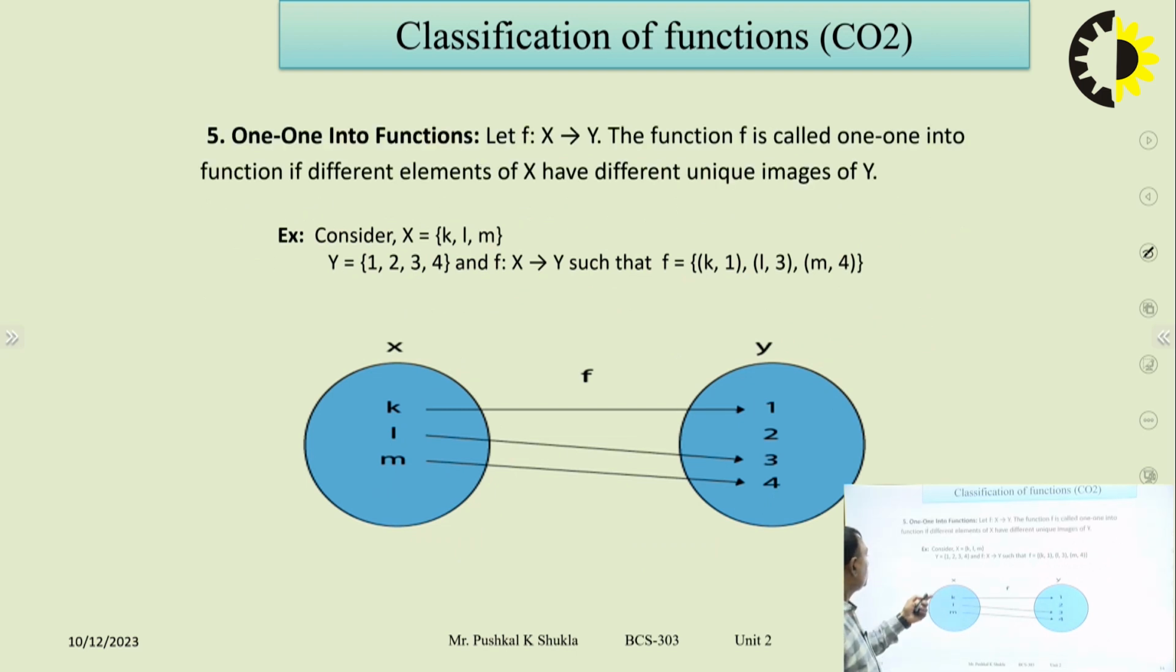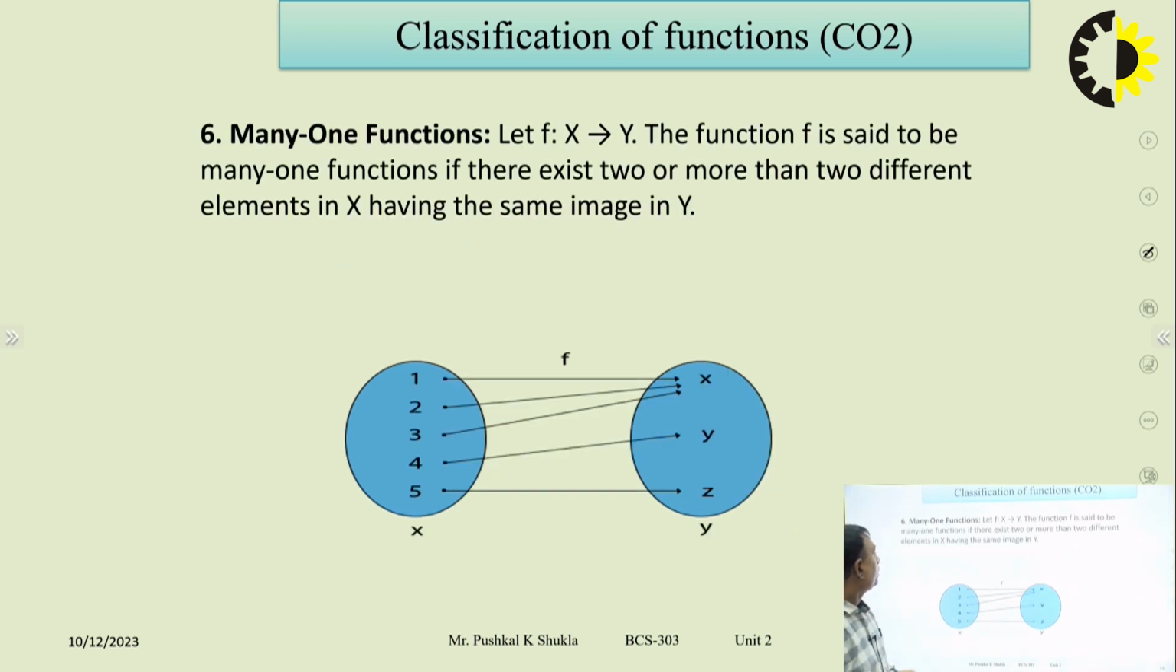Consider this example, one-one into function. A function is one-one and into. Both conditions apply to be a one-one into function. Elements are connected one to one, and there must be at least one element in this set having no pre-image from the other set.